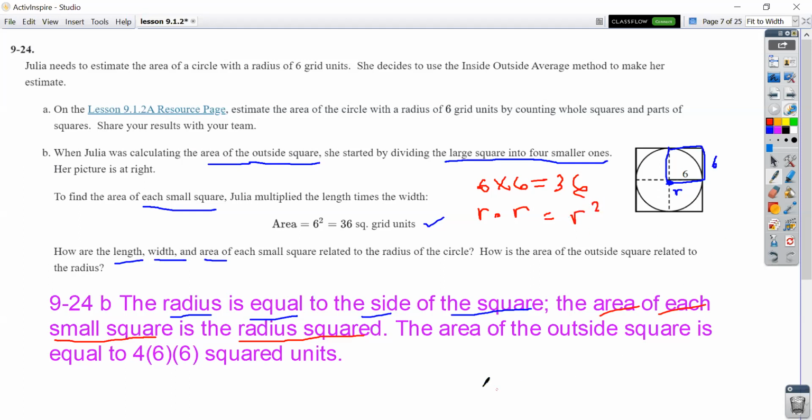Okay. Continue. The area of the outside square is equal to 4 times 6 times 6 square units. The outside, the biggest square, is made up of 4 little tiny squares. So that's why there are 4 of them. You multiply it by 4. Each one of them is 6 times 6. So 4 of 6 times 6. That's finding the area of the big square.